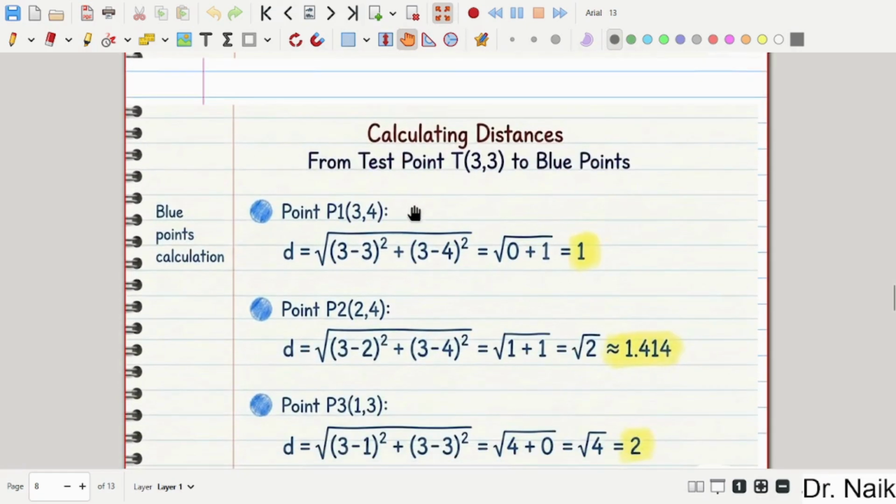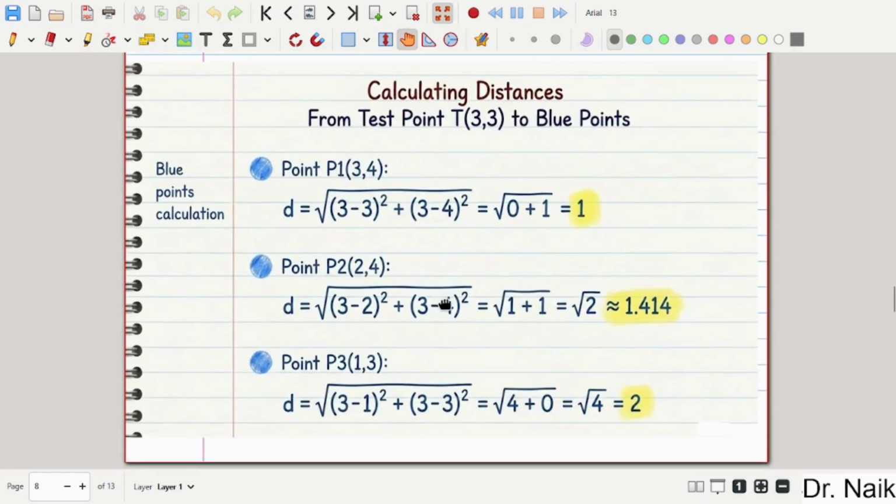Now first consider the blue points. So blue points are point (1, 3), (4, 2), (2, 4), and point (3, 1), (3). So calculate the distance between the test point (3, 3) and point (1, 3), (4). So d is equal to square root of (3 minus 3) square plus (3 minus 4) square.